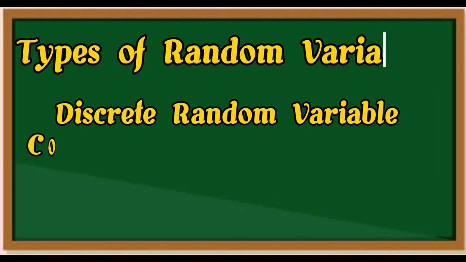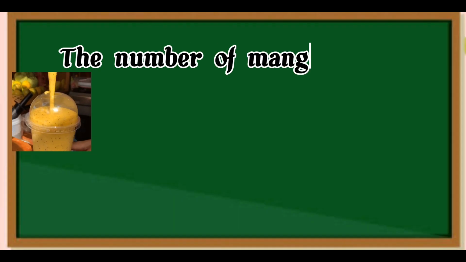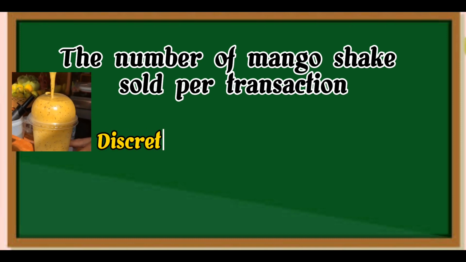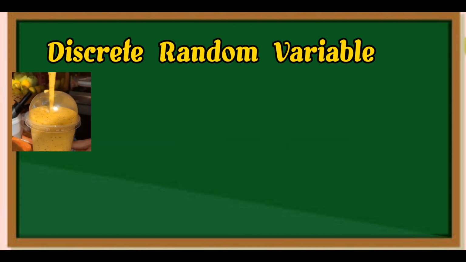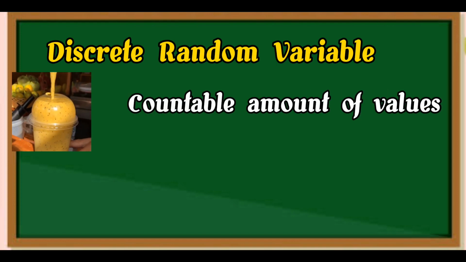A random variable can either be discrete or continuous. Let's focus on discrete random variable first. Let's have an example. Shakeverse is a mango shake business that offers mango shake or other beverages. The number of mango shakes sold per transaction is an example of discrete random variable, since you can only get a whole number of mango shakes, not half nor 1/4, but full. This means that a discrete random variable is a variable which can only take a countable amount of values.